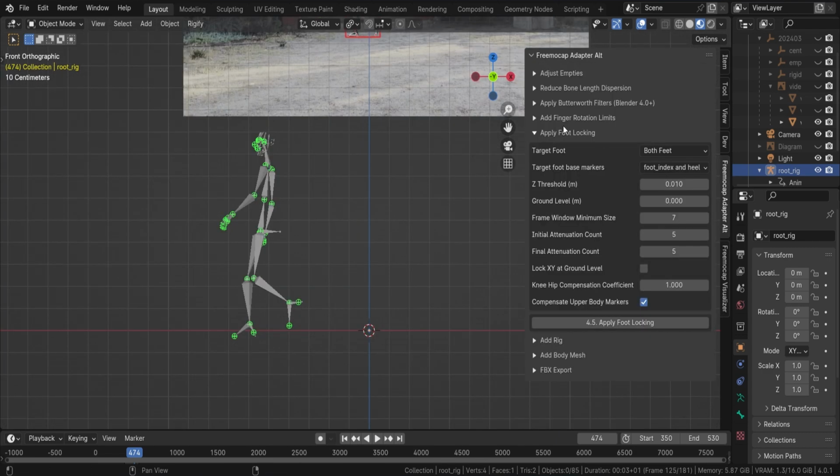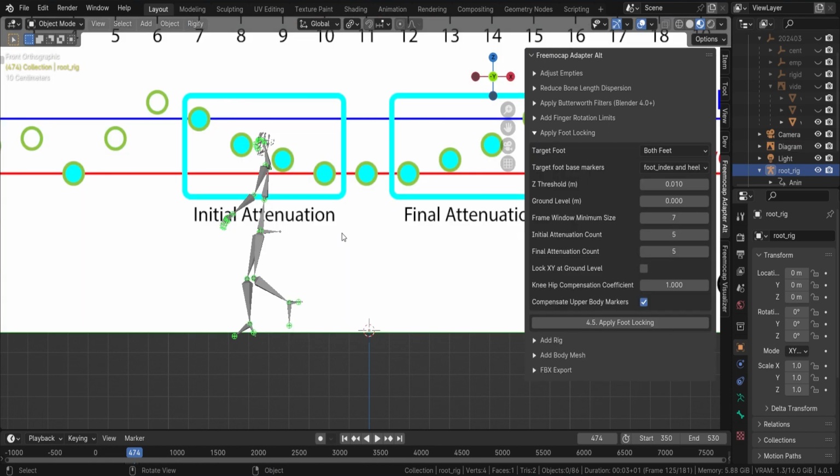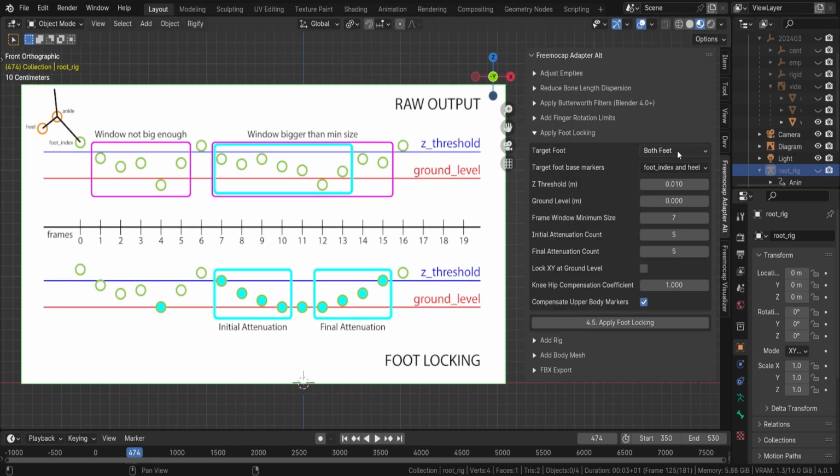Here is the function and its different parameters that we are going to explain. We will check these parameters with the help of a diagram. First is which foot to apply the locking. It can be left, right, or both. The next parameter is which markers of the base of the foot are considered. It can be the foot index, the heel, or both.